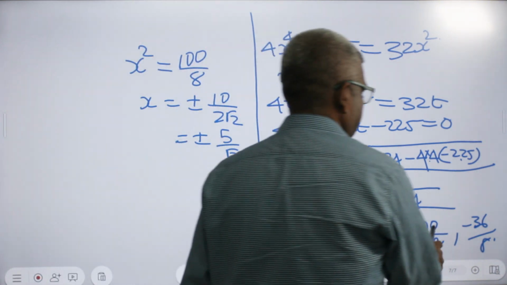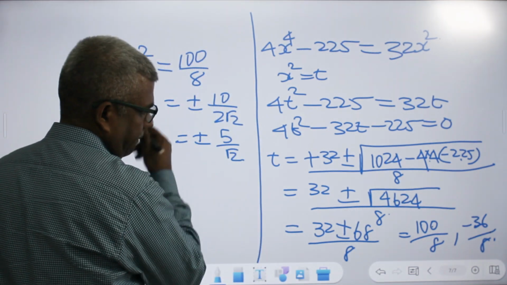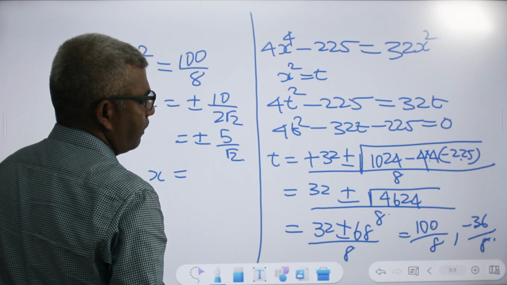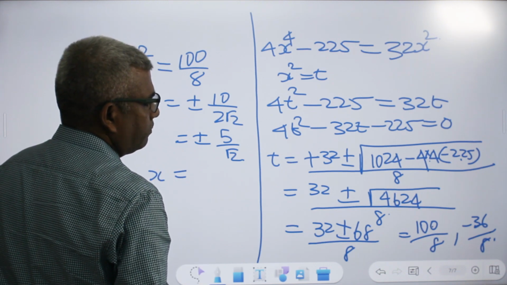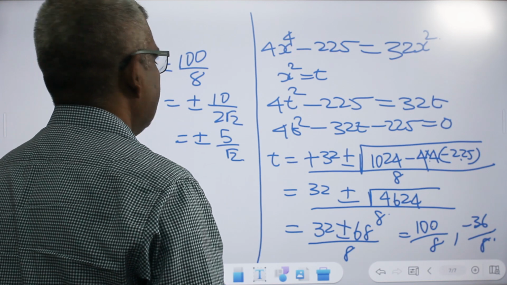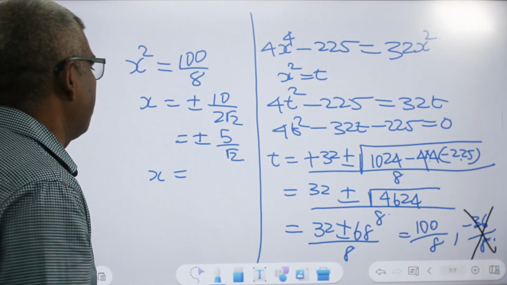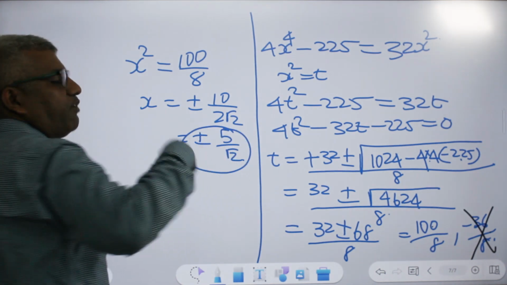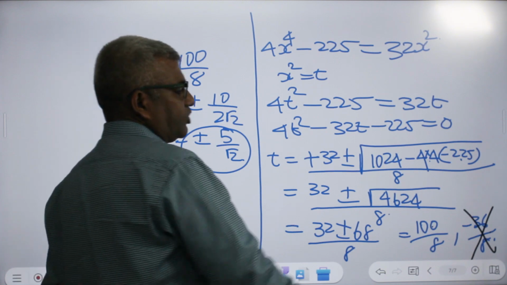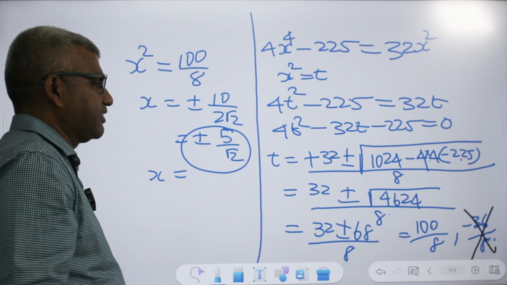For the other case, this cannot be done because the square of a real number cannot be negative. So x squared cannot be minus 36 over 8. The real value is the one we already found in our previous method, plus or minus 5 by root 2. Okay, we can solve in two methods to find it.